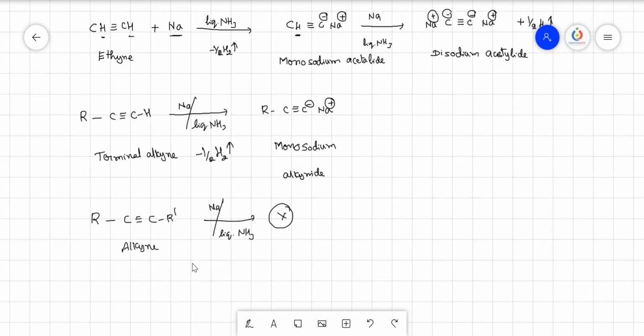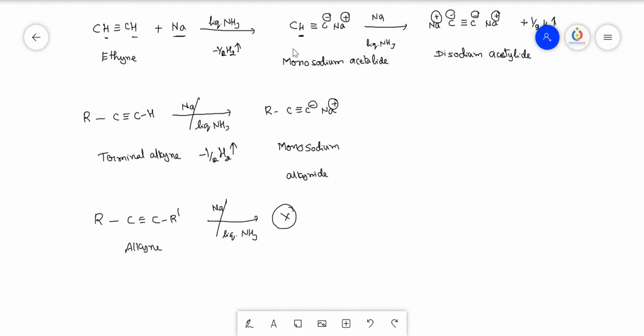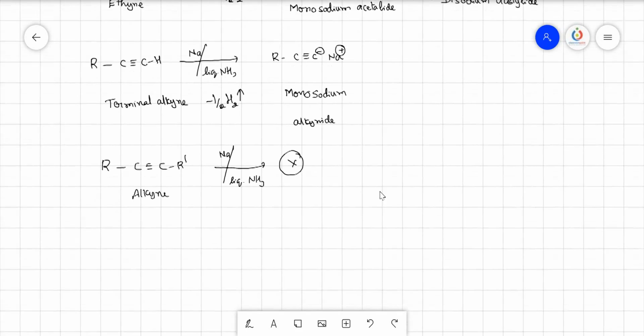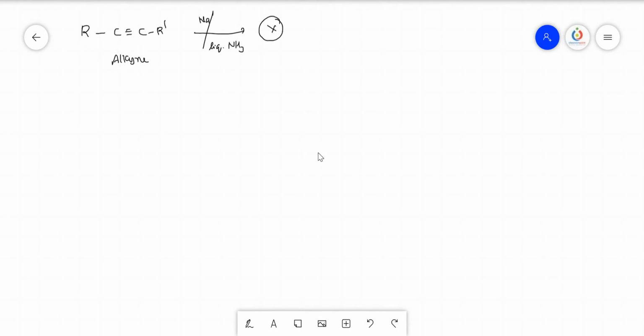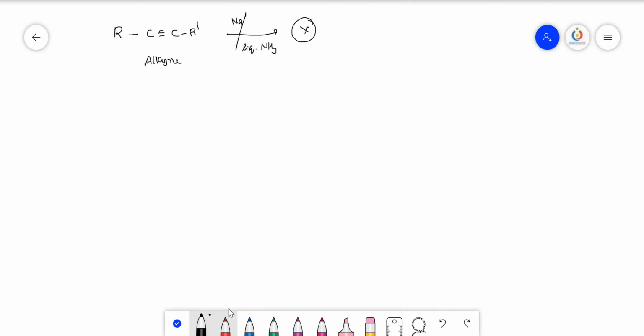And there is another use of this reaction. From these alkynides we will be able to form higher alkynes. I will show you how to prepare the higher alkynes with this monosodium or disodium alkynides. So, preparation of higher alkynes from acetylene or terminal alkyne.